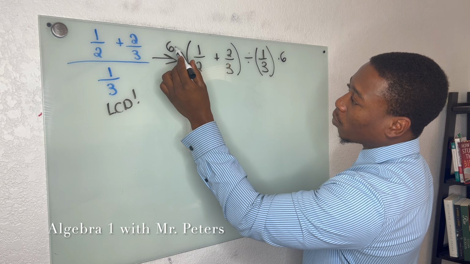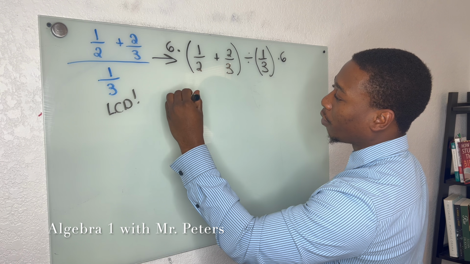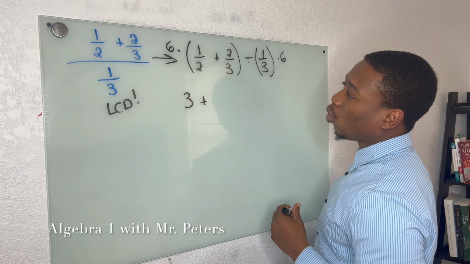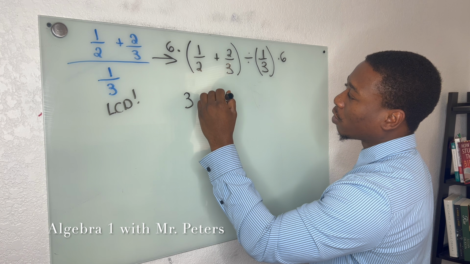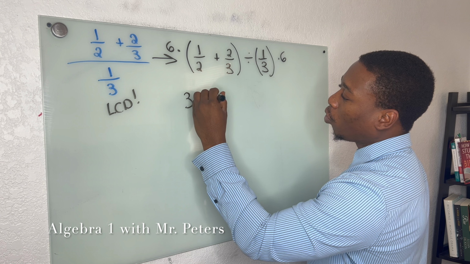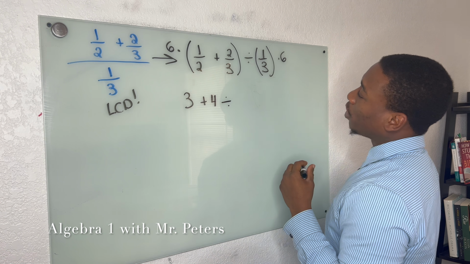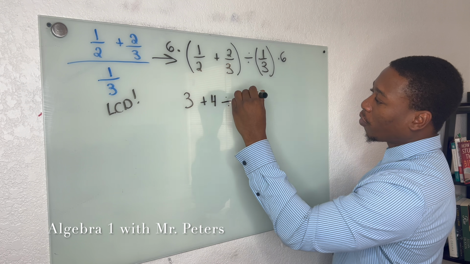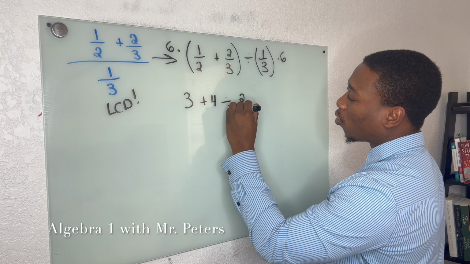So once we multiply, 6 times 1/2, we're going to get 3. 6 times 2/3 is going to give us 4. And then we're going to have 6/3, which is just 2/1.